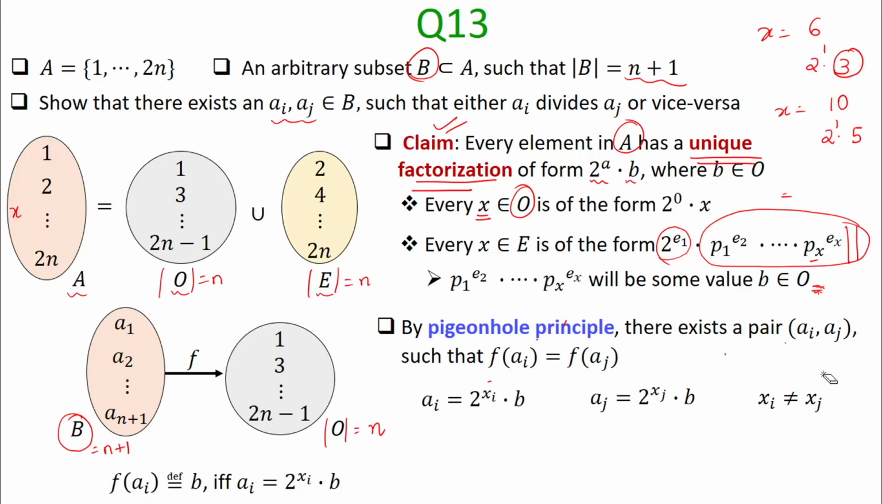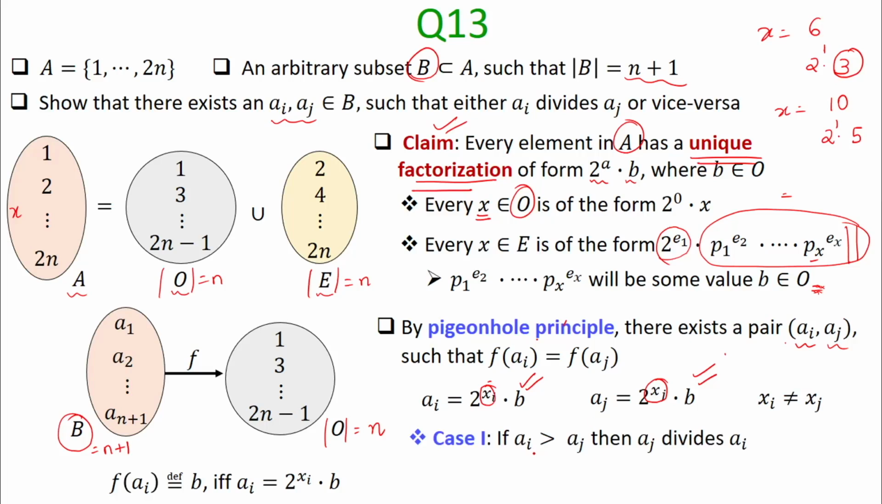The exponents xi and xj may or may not be the same. They are not the same actually, because I am considering the distinct values ai and aj here. So xi and xj are definitely not the same, but what is guaranteed is that the leftover odd value here, as per this unique factorization claim, will be the same.